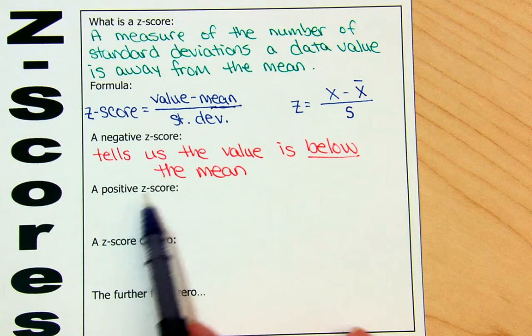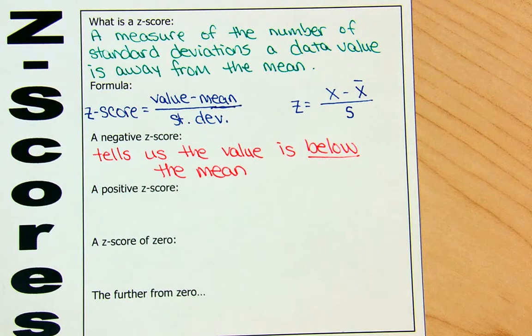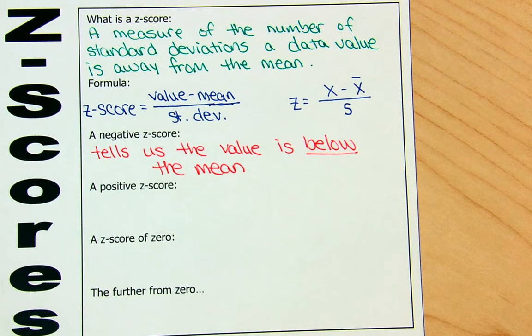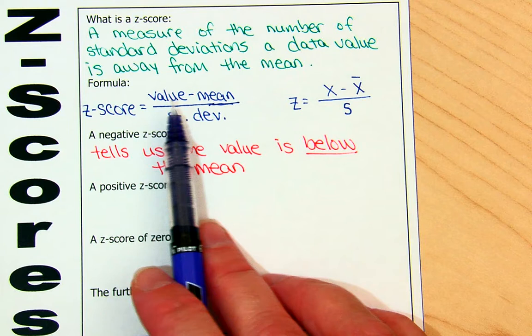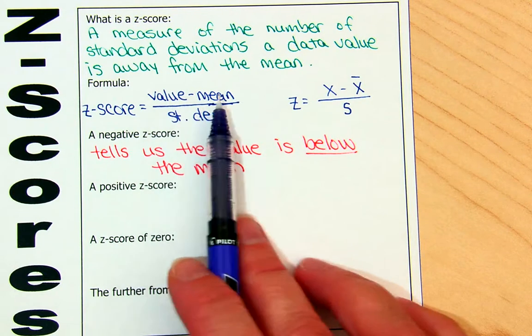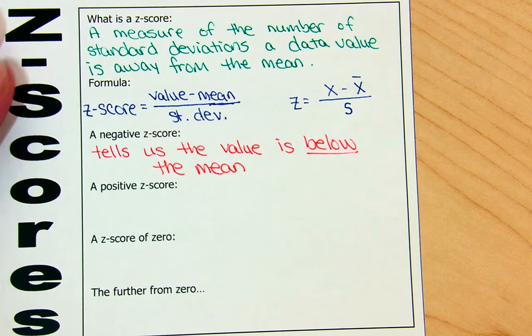So what do we think happens if it's positive? It's above the mean. There you go. Value is above the mean. So the value minus the mean is positive, so we end up with a positive number. Okay?